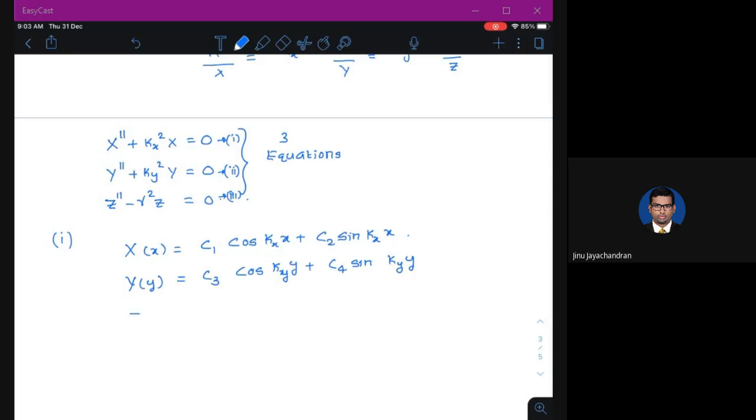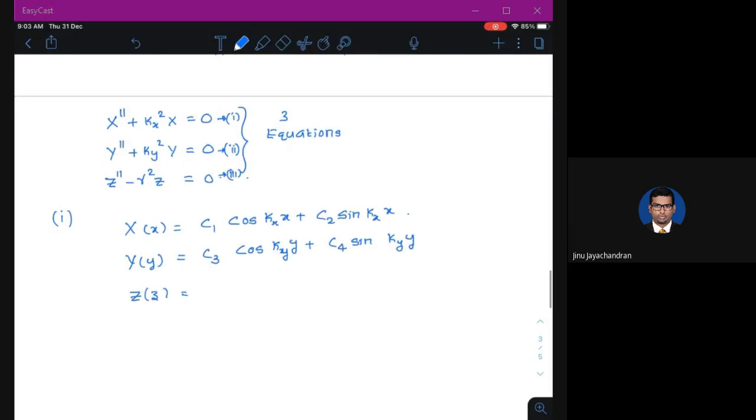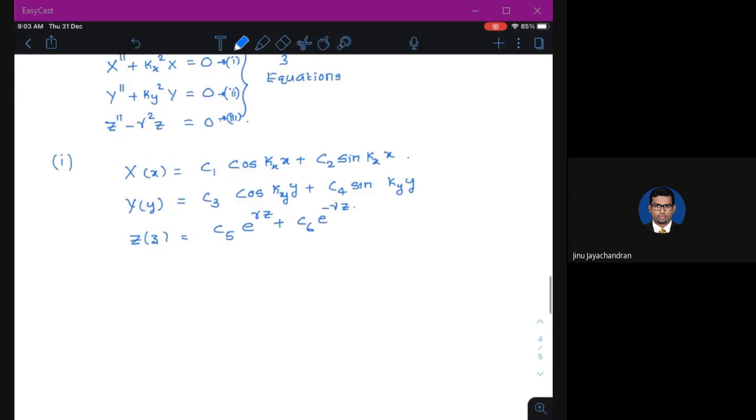And the last is Z of z is equal to, now here the equation is having a minus sign, because of which instead of getting a cosine or sine function, you will get an exponential function. So C5 e raised to gamma z plus C6 e raised to minus gamma z. And this is the equation for equation number 2, and this is for equation number 3.